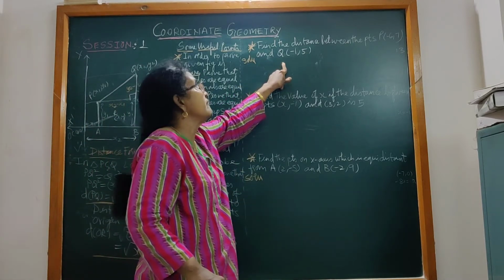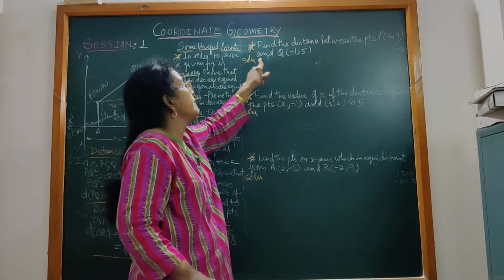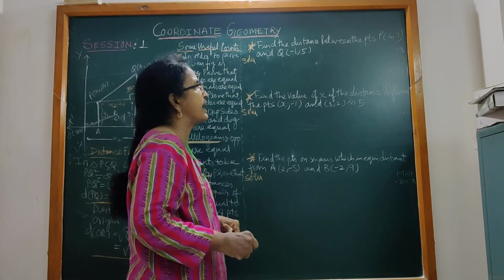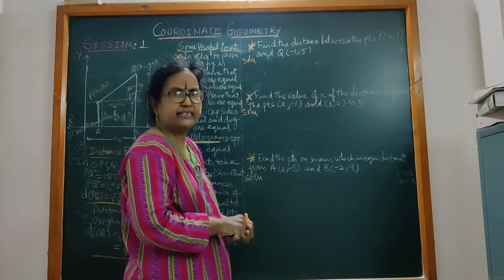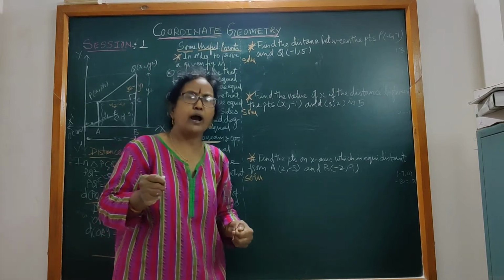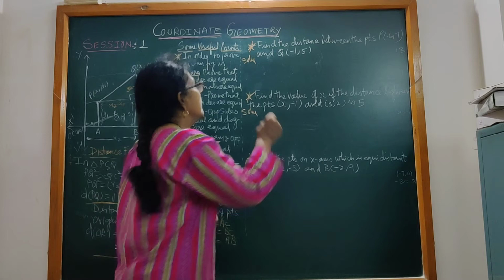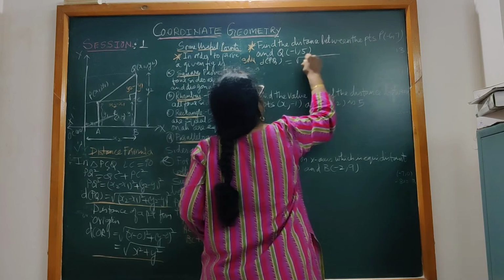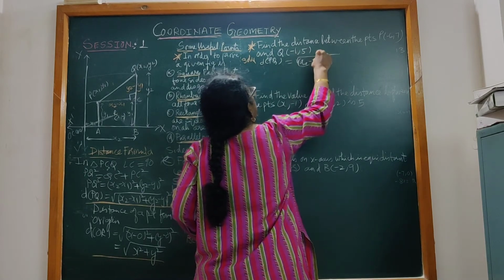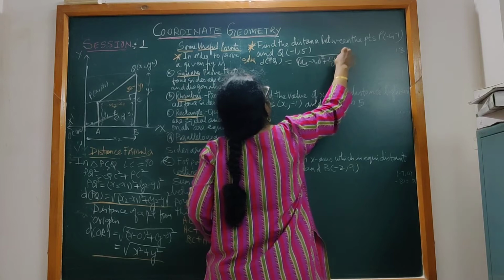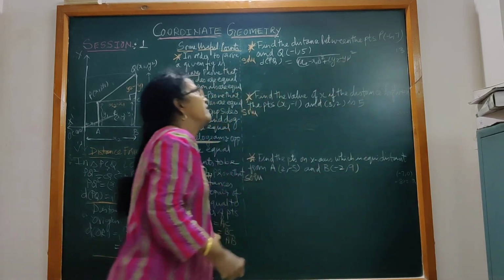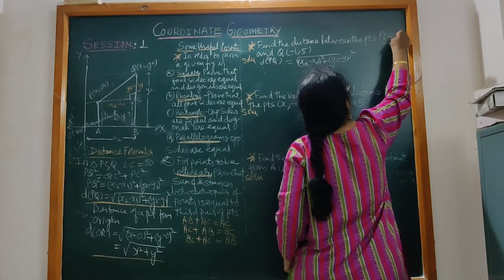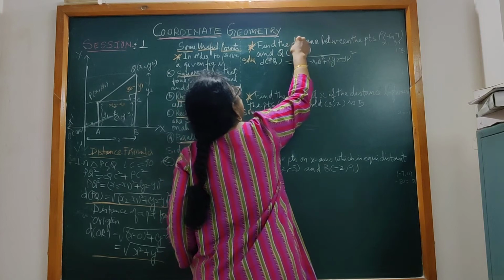Now we come to here. Find the distance between the points P(-6, 7) and Q(-1, 5). So you have to just find the distance using the distance formula. Distance PQ is equal to under root of (x2 minus x1) the whole square plus (y2 minus y1) the whole square. First of all, write the formula. Now suppose this is your x1, y1 and this is your x2, y2.